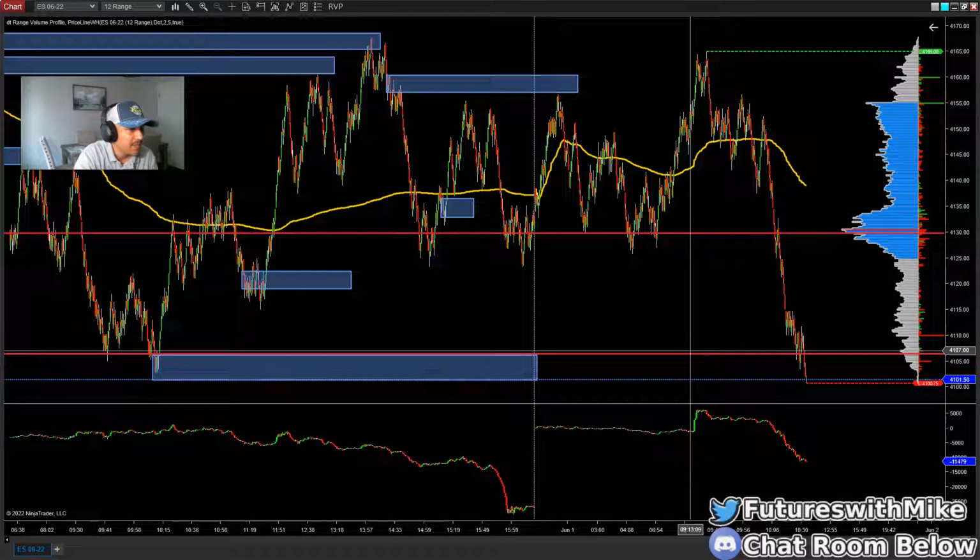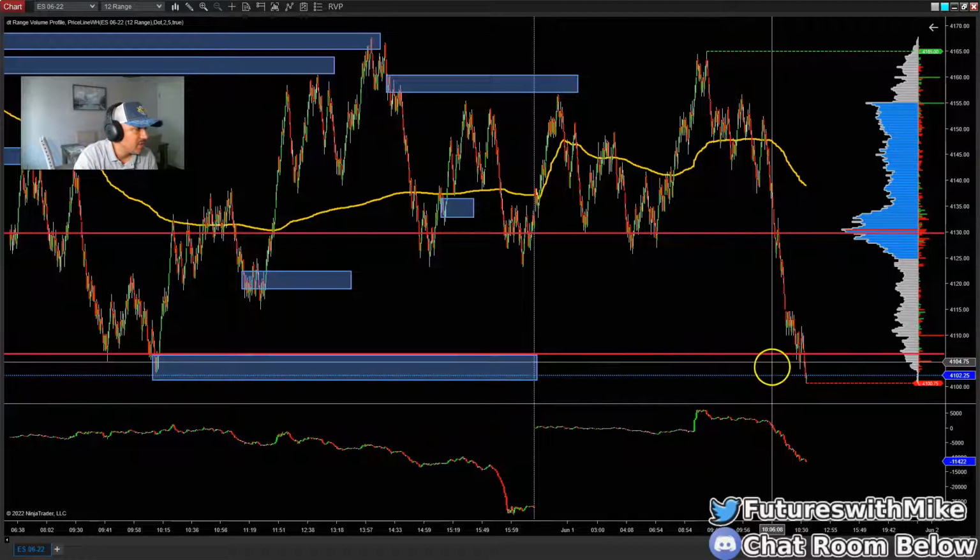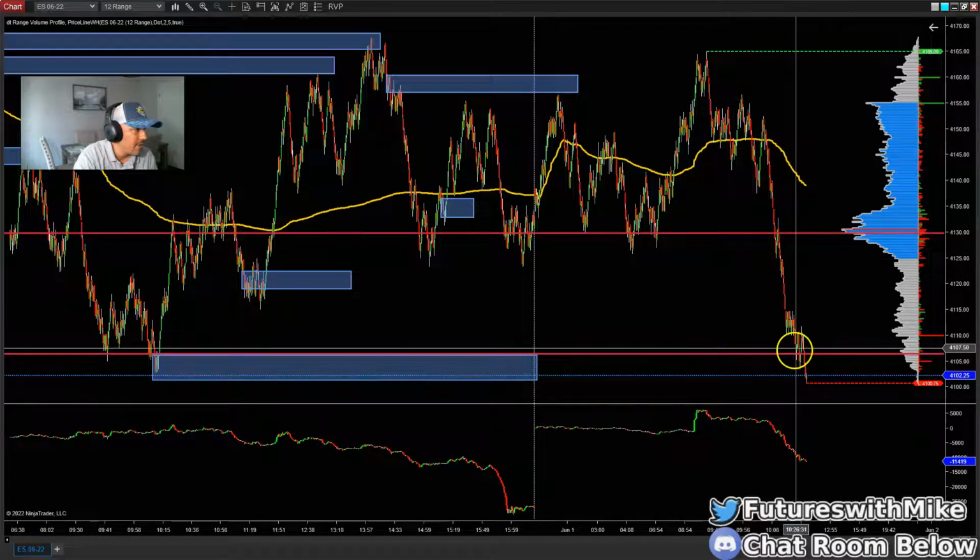So let's see what happens. Price looks like it's trying to push lower now. It did bounce when it came down to this area here.